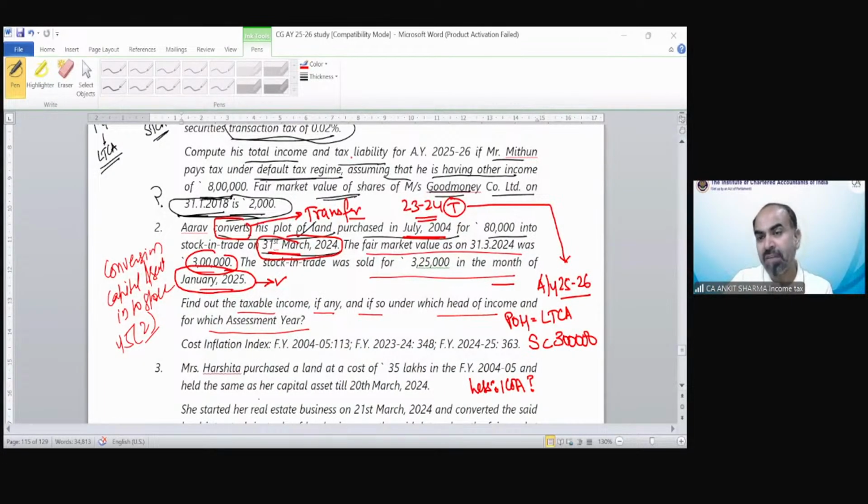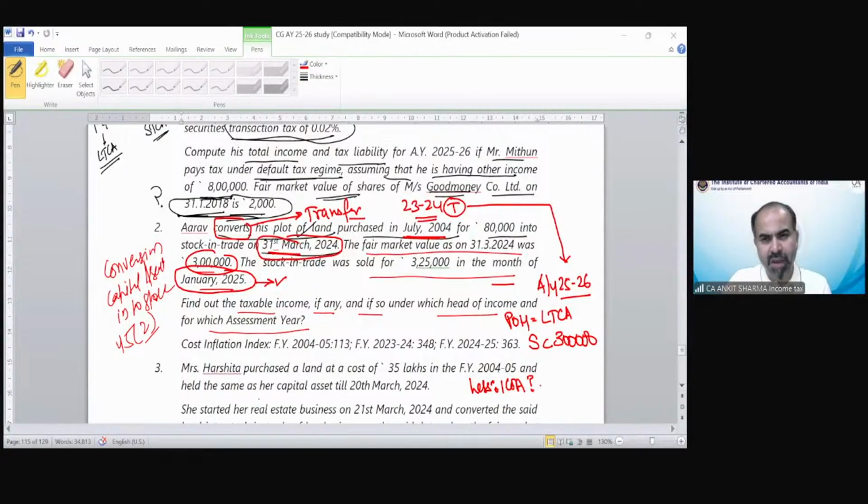Indexation applies even if the amount has been received on or after 23rd July 24. Reason: the transfer has been done on 31st March 2024. So this is the only chargeability year, not the real transfer. The real transfer of the capital asset has been done in March 2024, so we will apply the indexation concept on it.